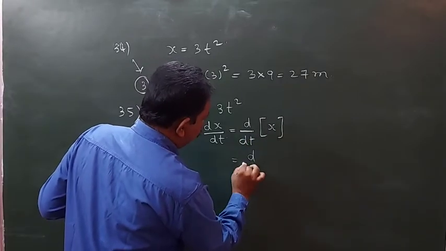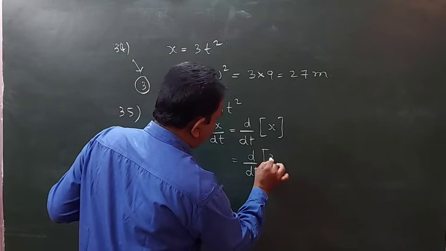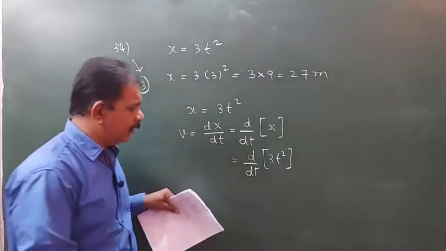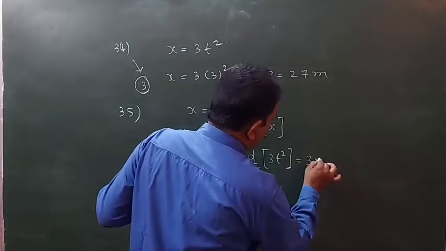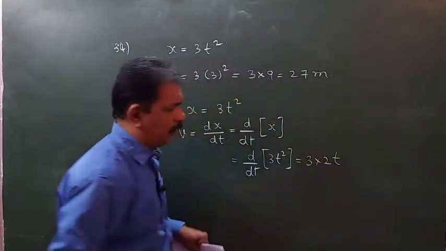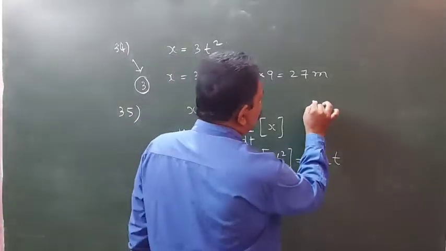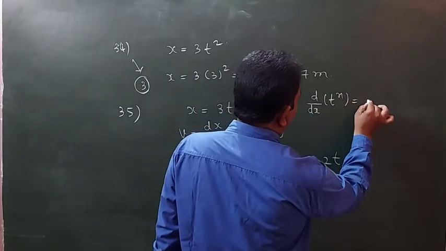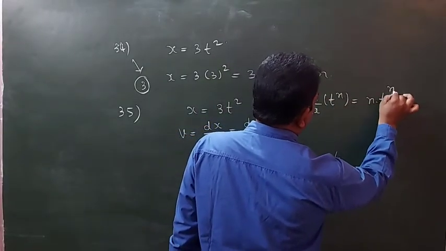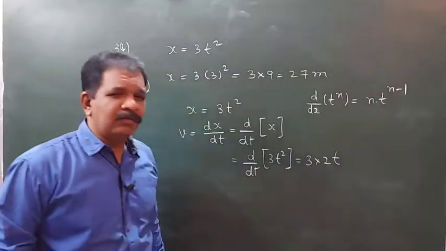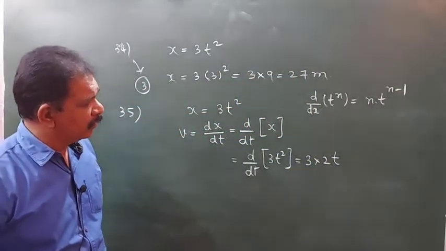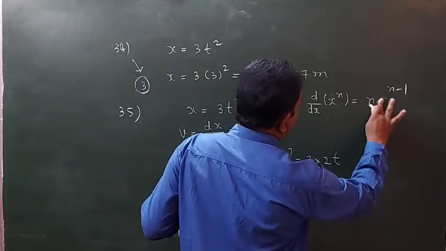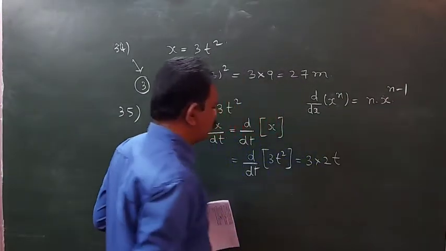D by dt of x value is 3t square. 3 is constant. For t square, differentiation will be 2t. What is the formula? Already we discussed d by dx of t power n is equal to n into t power n minus 1. D by dx of x power n is n into x power n minus 1.